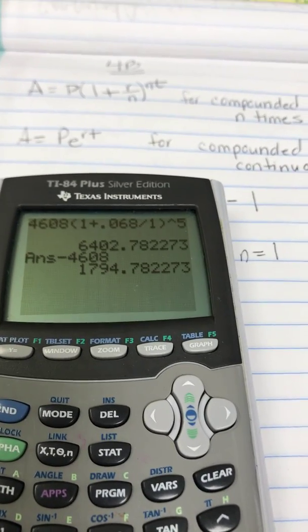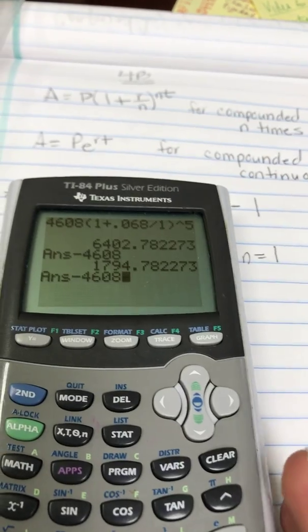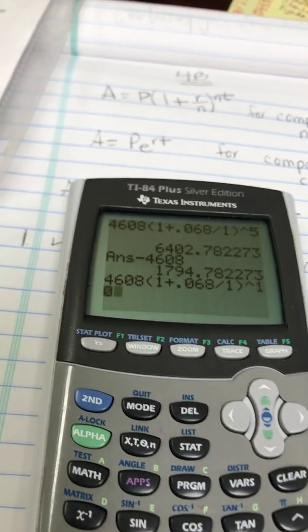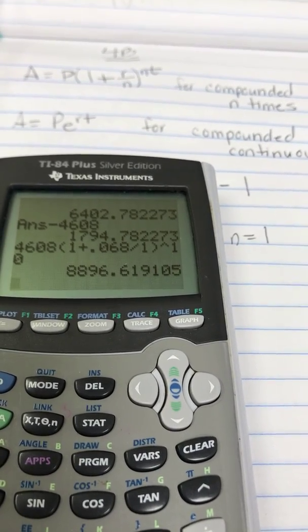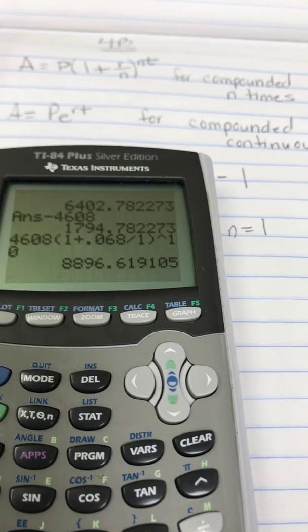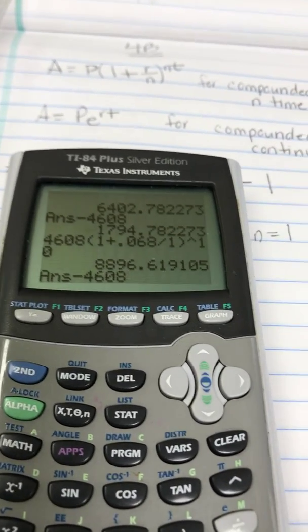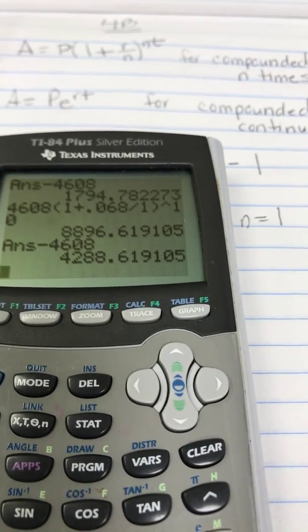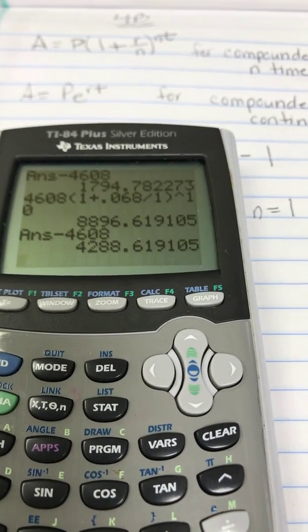Okay, so next up we have the same type thing for 10 years. So I'm just going to recall this by hitting second enter, and I'm just going to change my 5 to 10 years. So for the 10-year loan, she would owe $8,896.62, and if we take out the principal value of that loan, we see that she owes that much in interest. So it's almost half interest, half principal value there.